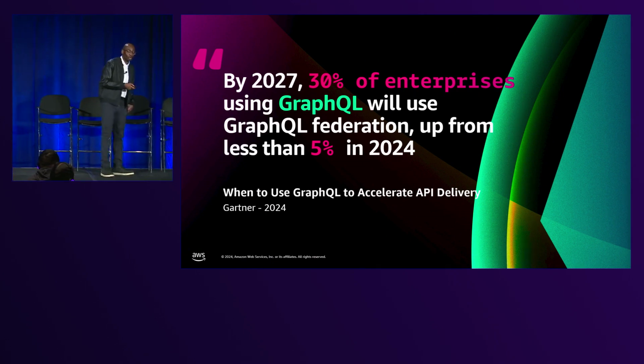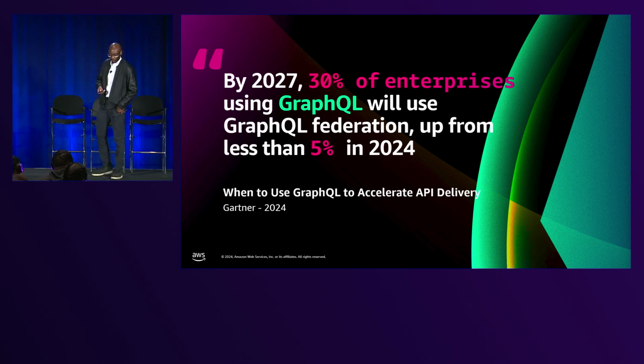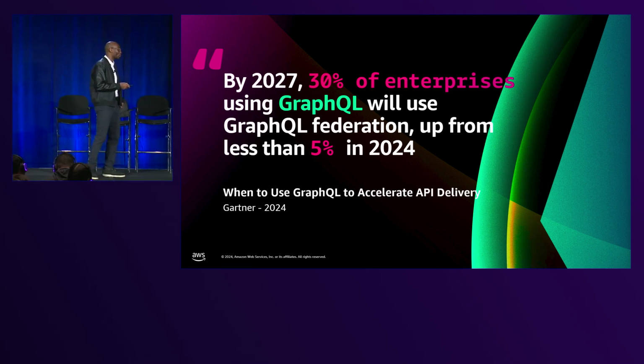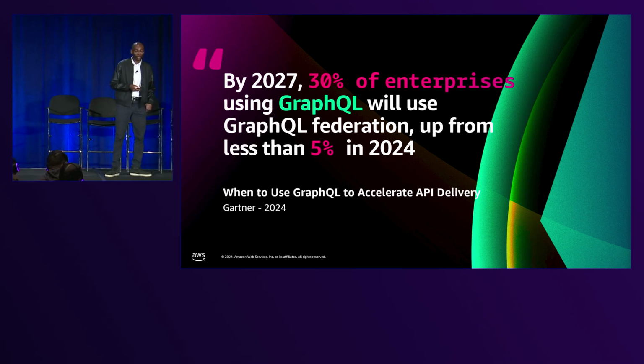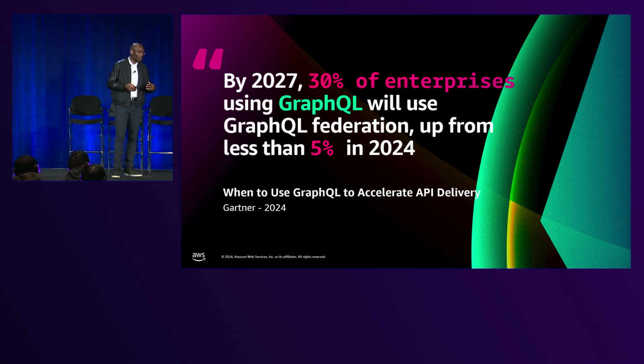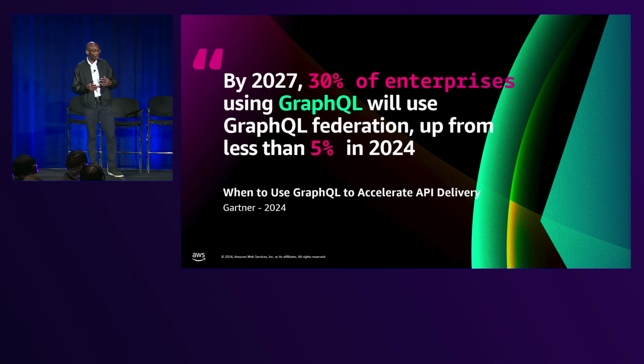If you look again at this quote from Gartner, Gartner says that by 2027, 30% of enterprises using GraphQL will use GraphQL Federation, up from less than 5% in 2024, right? So what is GraphQL Federation? Well, GraphQL Federation really embodies this concept of bringing together multiple GraphQL APIs under a single API gateway. This is something that enterprises really like, because when you use Federation, it allows multiple teams to own different parts of a GraphQL schema, without having to step on each other's toes, right?